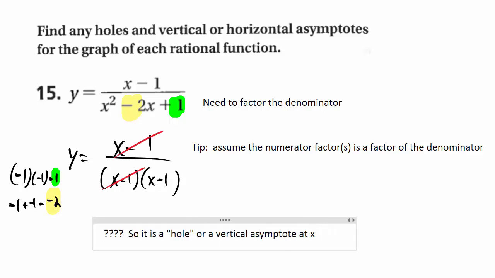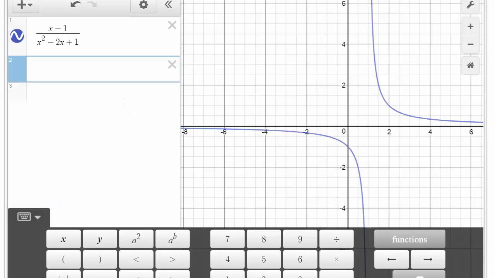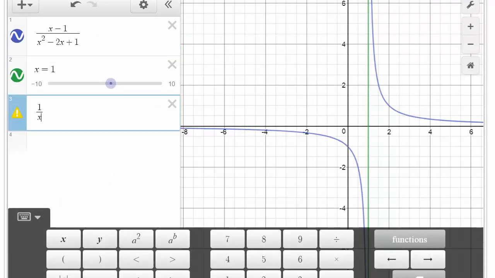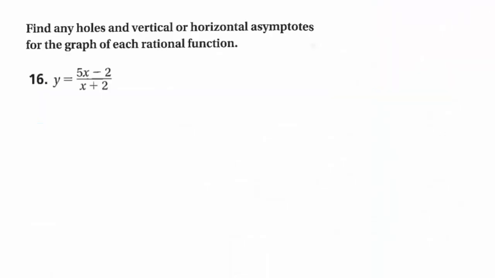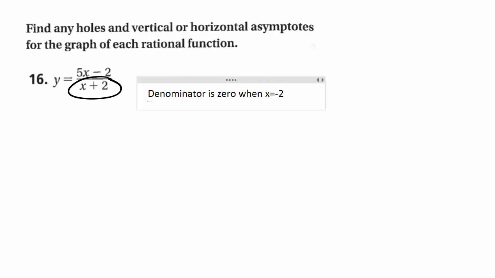So is this a hole or is it an asymptote? Well, it seems like it could be both because, well, the x equals 1 cancels, but then the x equals 1 is still there. So I'm going to graph it. And notice how it's an asymptote, and the reason is because if it's both, the asymptote will kind of dominate. So you can help check that with graphing.